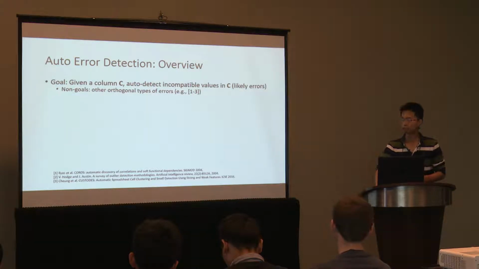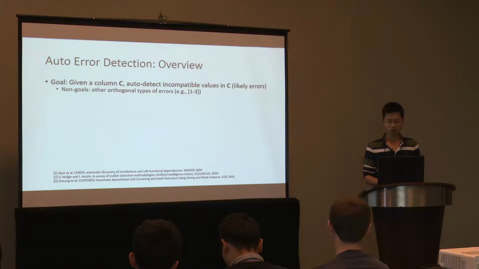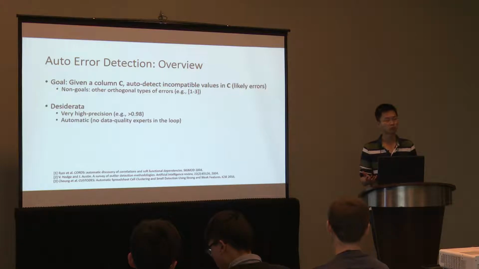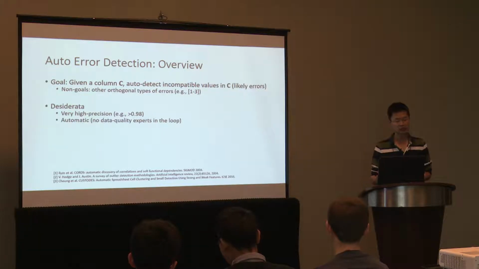In this work, we try to detect a very specific type of error. Given a column C, we want to detect values from that column that are incompatible with the rest of the column. Clearly, this is not meant to capture all types of errors that have been considered in the literature. The key requirements in this problem are, first, that we need to predict errors at very high precision because we don't want to bug end users with all kinds of spurious errors. And in addition, this needs to be automatic, with no experts in the loop.